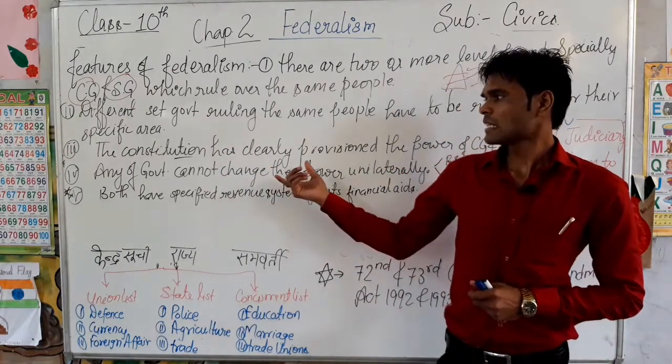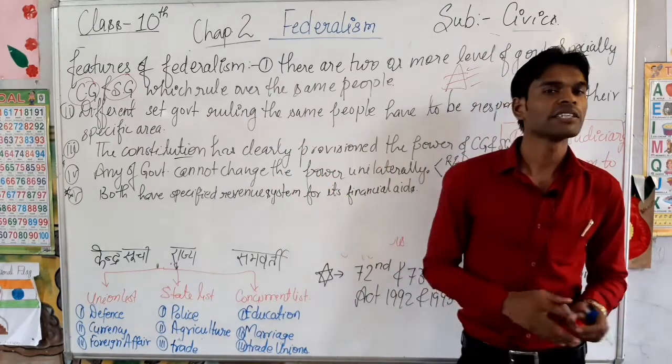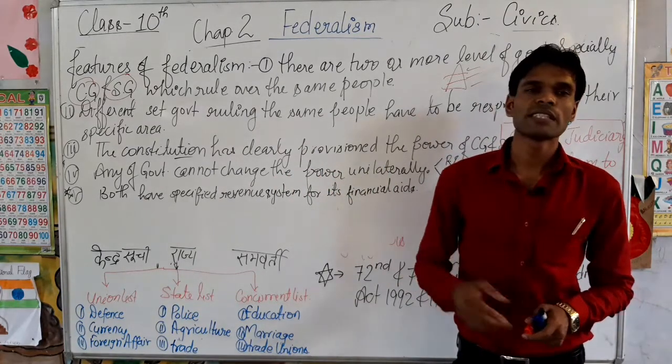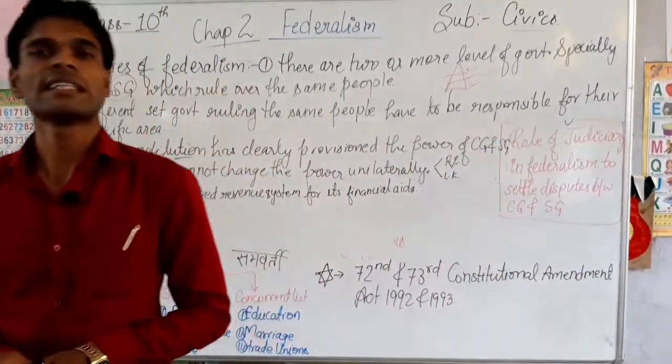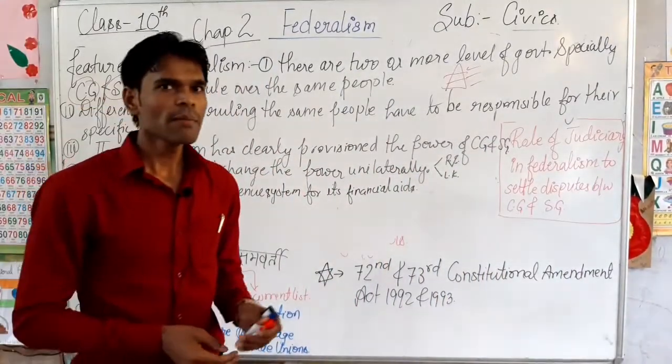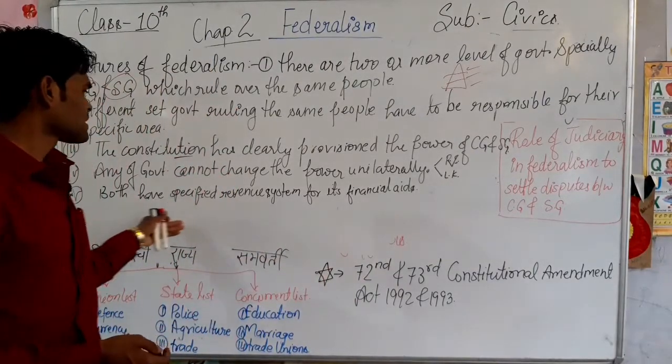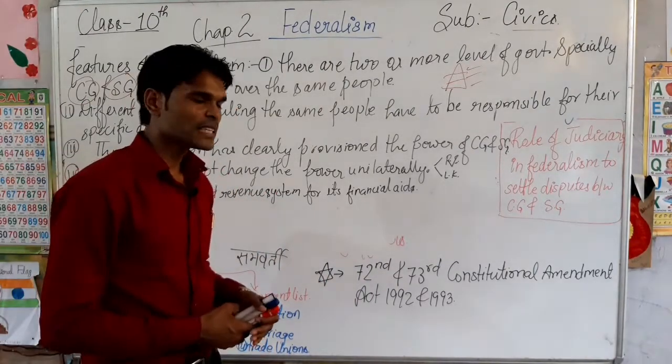The fourth point says that any of the governments cannot change the power unilaterally. And the last point says that both have a specified revenue system for their financial needs. Both governments have a specified revenue system for their financial needs.